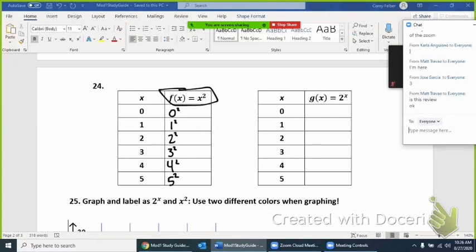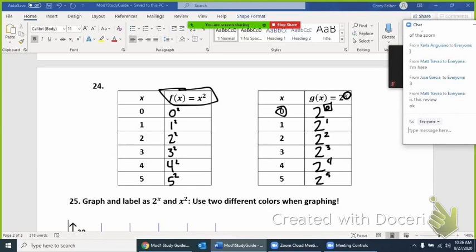Now keep in mind that the x is going in for the exponent on this one. So this is going to be 2 to the 0 power. 2 to the 1 power. 2 to the 2 power. 2 to the 3 power. Remember, this number here is going for the x. That's what kind of confused me. 2 to the 4th, 2 to the 5th, and then that's it.